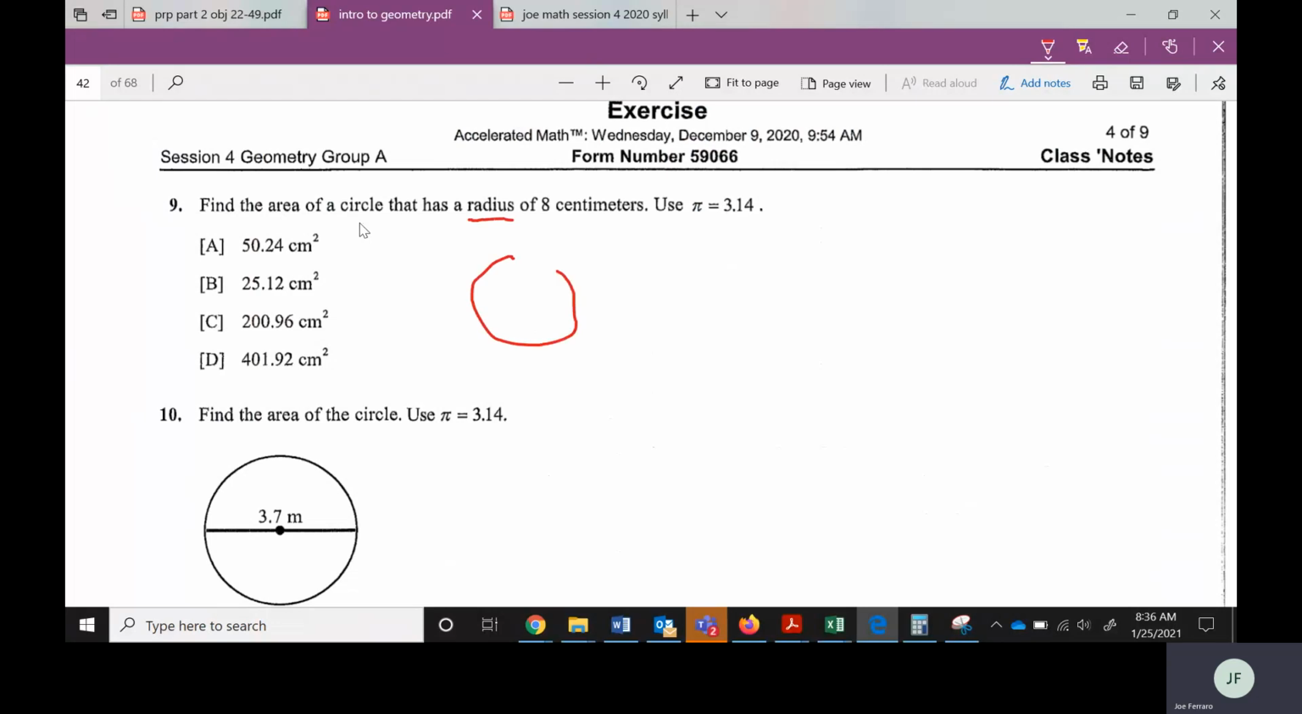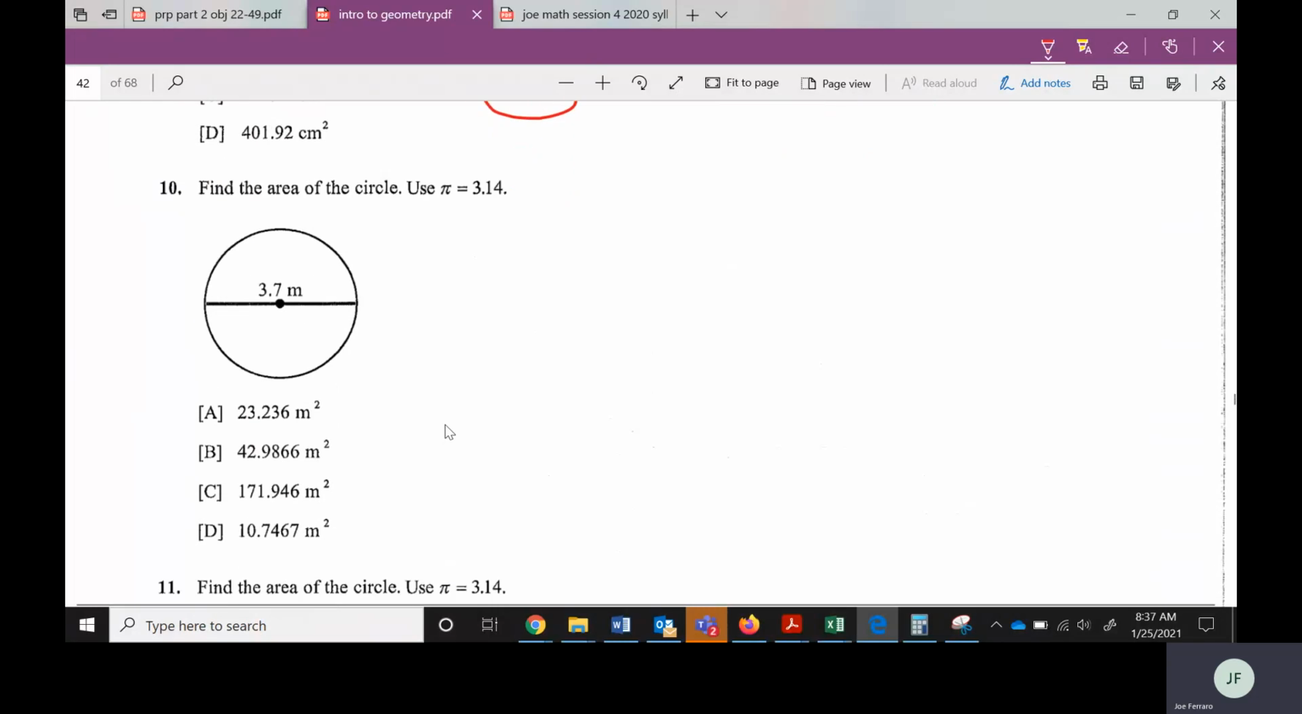So again, the picture doesn't have to be great. You just have to show it like that. Then again, you have the same formula, area equals pi r squared. I'm not going to do any more on this problem. You can finish that, but you would do the 8 squared and then times it by 3.14. Okay. Number 10, I just want to go over. It's going to be very similar, but there's one thing you've got to be careful of.